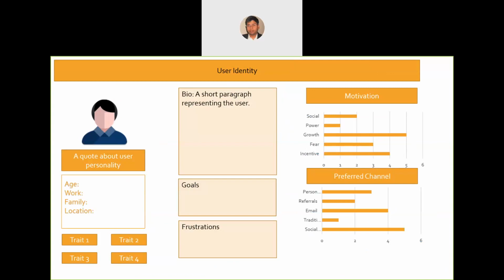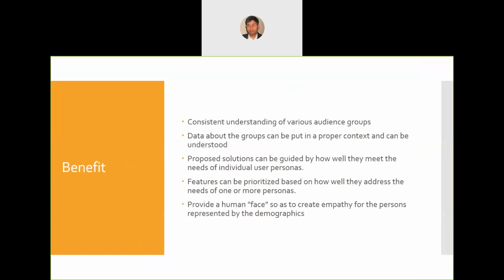So this is again a similar kind of template which can be used. Now, at the end, let's see some benefits around it. What are the benefits? Consistent understanding of various audience groups, because a persona is representing a group of the audience, so it increases the understanding. Data about the groups can be put in a proper context and can be understood. Proposed solutions can be guided by how well they meet the needs of the user persona.